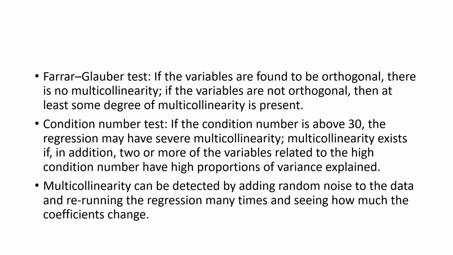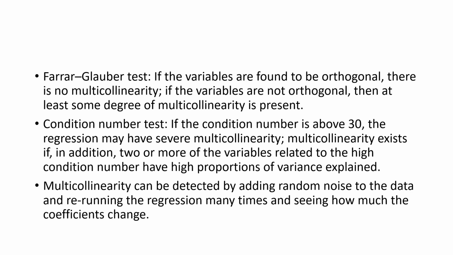Then you can have several tests like the Farrar-Glauber test. Here, if your variables are orthogonal, then there is no multicollinearity. Whereas if your variables are non-orthogonal, that means that you have some degree of multicollinearity in your model. You can also use a condition number test. Here, if the figure you get is above 30, that means that there is severe multicollinearity in your model.